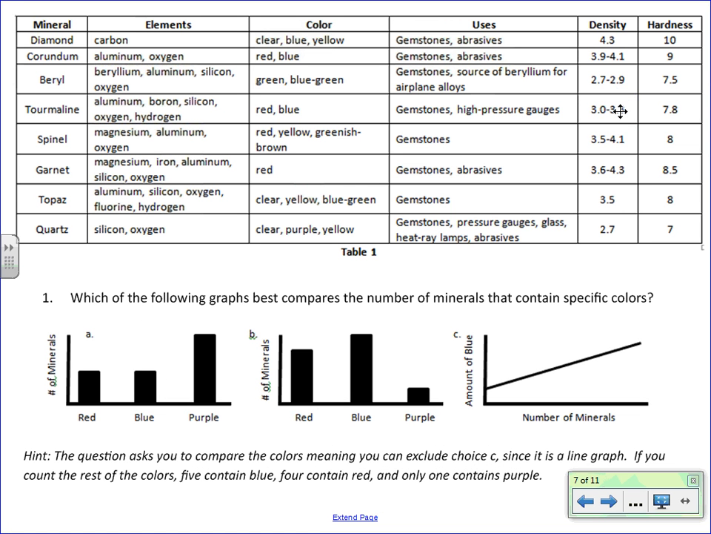If you are pressing play at this point, that means you've answered questions 1 and 2 already and are ready to go through the answers together. Question 1 asks, which of the following graphs best compares the number of minerals that contain specific colors?